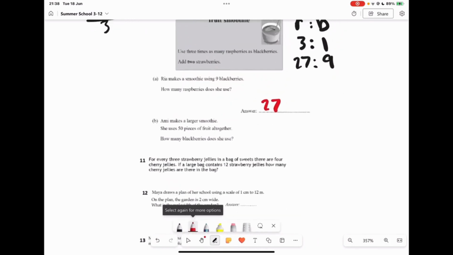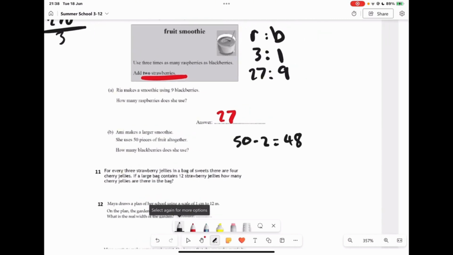Then for part B, Amy makes a larger smoothie and she puts 50 pieces of fruit all together. So how many blackberries does she use? Well, we know that it says to add 2 strawberries. So what we're going to do is we're going to do 50 minus 2 to find the scale of raspberries and blackberries that she uses, which is 48. And then we know that for every 3 raspberries, there's 1 blackberry. So 3 plus 1 equals 4. So 48 divided by 4 equals 12.